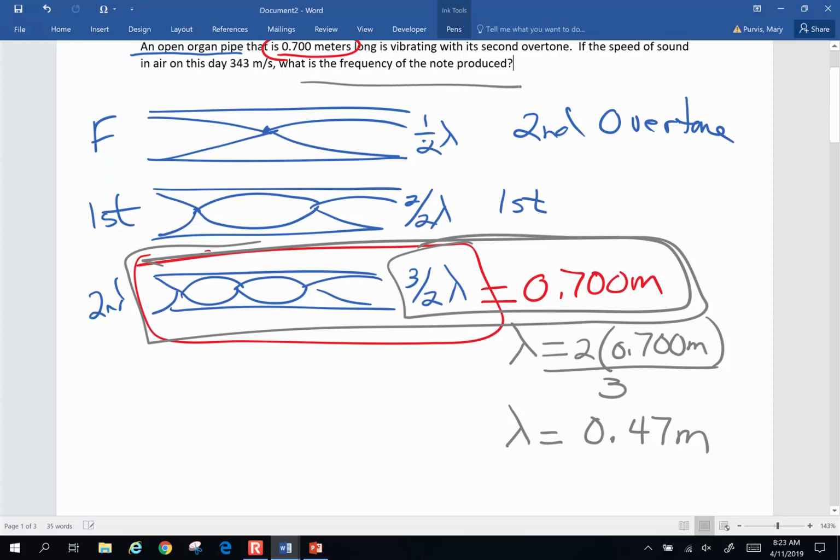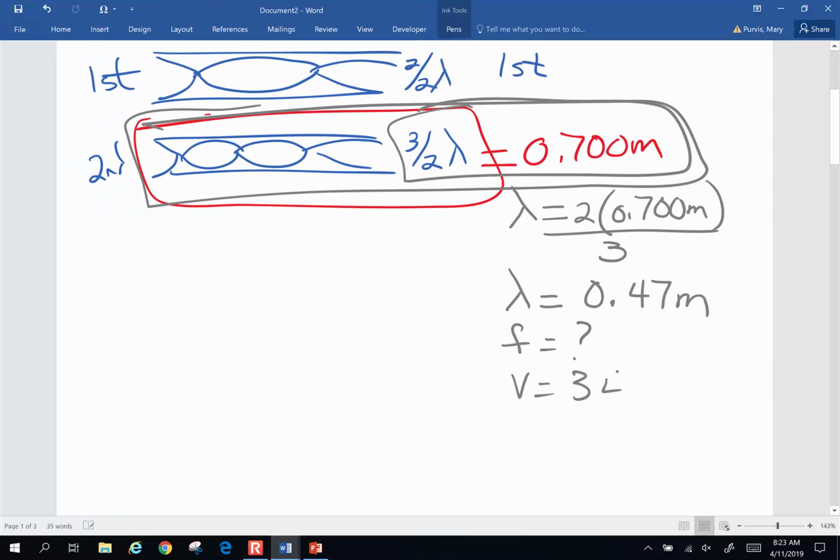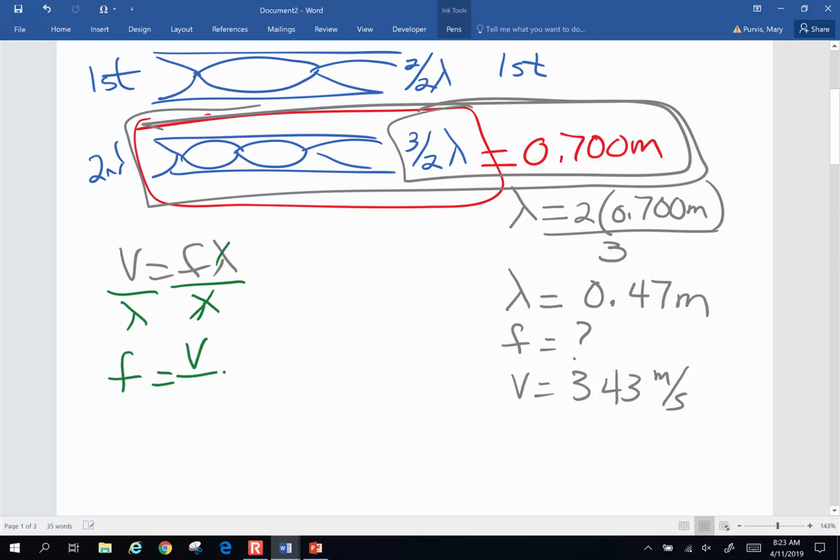So there's my wavelength. I want to know what the frequency is. Frequency is my question mark. And we're told that on this day, the velocity of sound is 343 meters per second. Well, we look at our list of formulas. Our equation is velocity equals frequency times wavelength. So do a little algebra. We're going to solve for frequency. To get that alone, we're going to divide both sides by wavelength. So frequency is equal to velocity divided by wavelength: 343 divided by the wavelength, 0.47 meters.